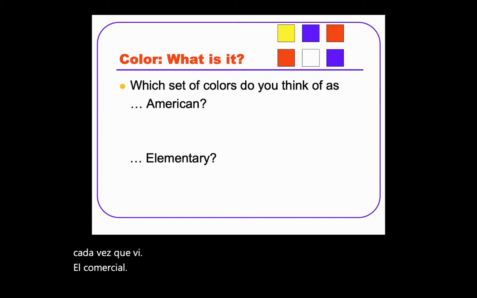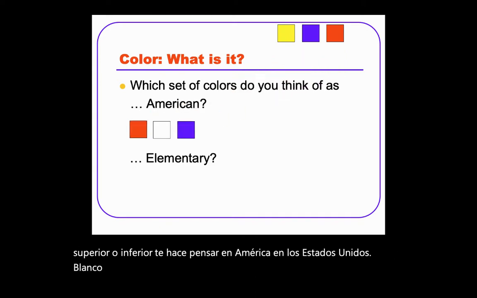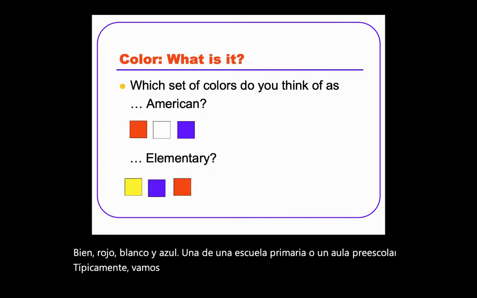Okay, of these colors you see up in the upper corner, which set, the top or the bottom, makes you think of America, the United States, right? Red, white, and blue. And of an elementary school or preschool classroom, typically we're going to think of yellow, blue, and red, right?